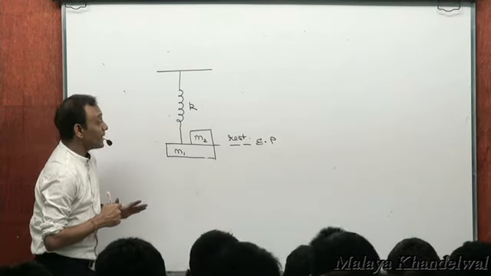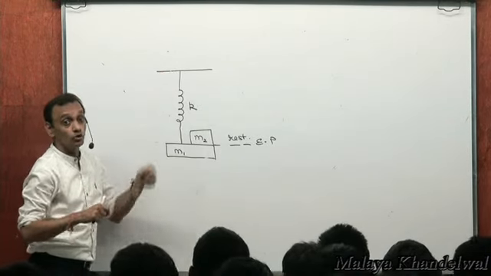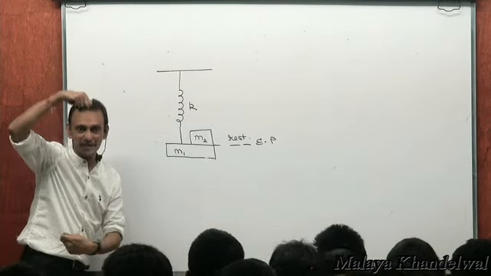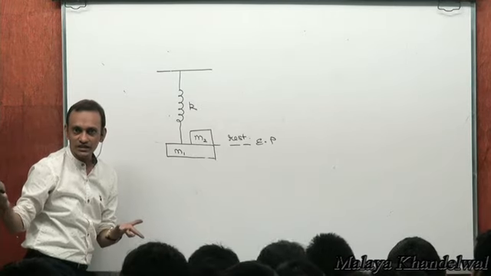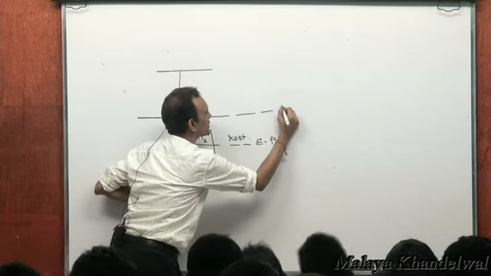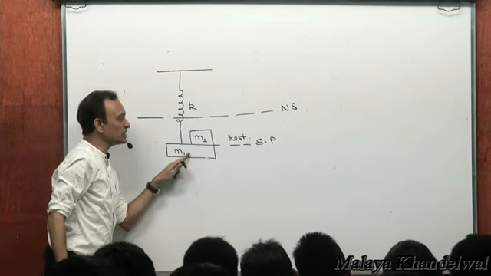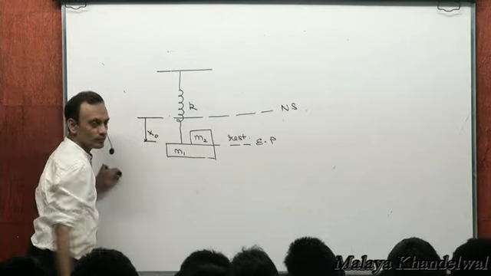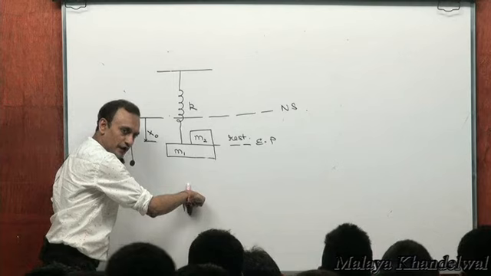Do you imagine that this will not be the natural state of the spring? The spring ought to exert an upward force to balance (m1 + m2) g. So the spring must have elongated by a certain amount. This must have been the natural state of the spring. And for producing equilibrium, the spring must have elongated by an amount x naught such that the spring force balances the weight downwards.